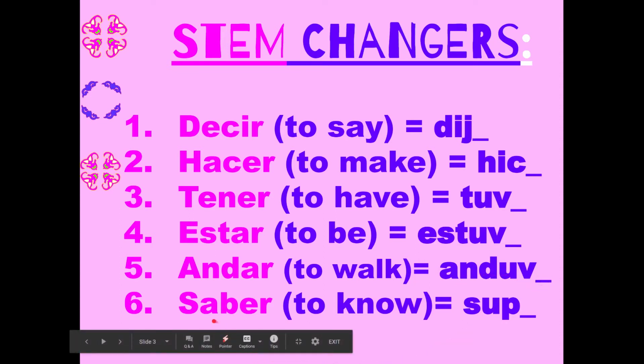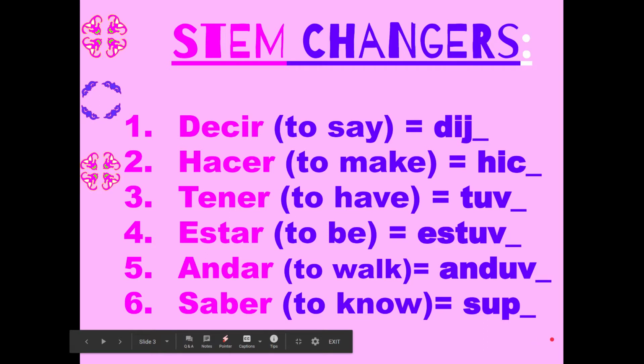Okay? And lastly, saber, it means to know, as in to know information. Like, I know 2 + 2 is 4. I know that Walmart is on Range, etc. Okay? So it changes to sup. So if I say, did you know John? I would say, ¿supiste a Juan?